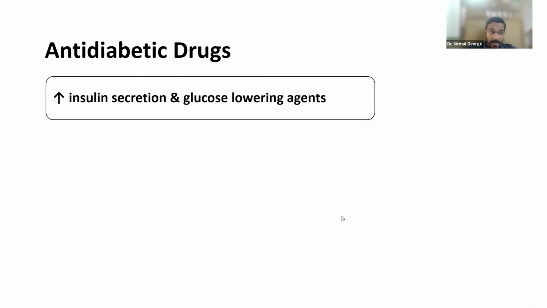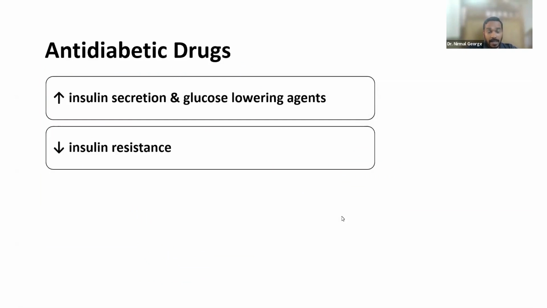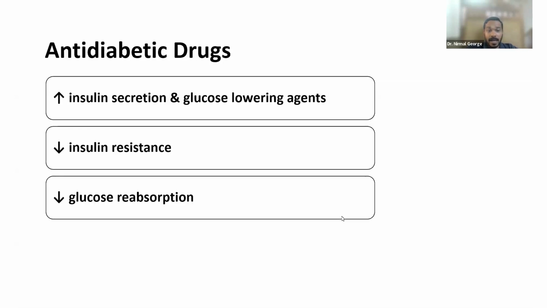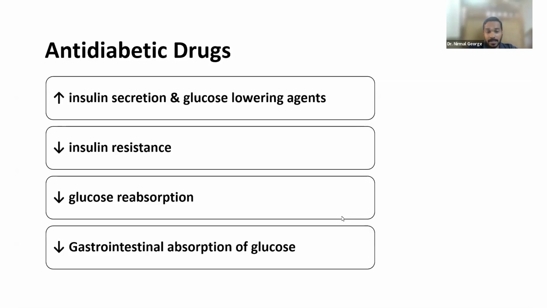So there are agents that increase insulin secretion and reduce the plasma glucose. There are agents that reduce insulin resistance. There are agents that reduce glucose reabsorption from the kidneys. And also there are agents that reduce gastrointestinal absorption of glucose. We'll see each one in detail.